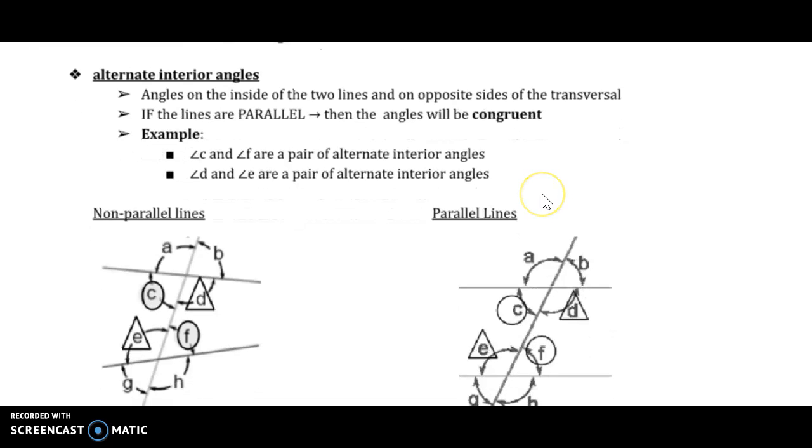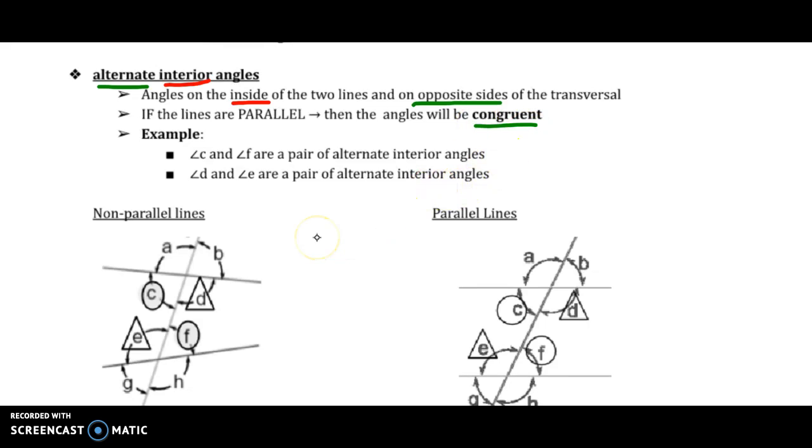So the first thing we're going to discuss are alternate interior angles. Alternate interior angles are angles on the inside, hence the interior, of the two lines on opposite sides of the transversal, hence the alternate piece. So what we will know is that if the lines are parallel, then the alternate interior angles will be congruent.